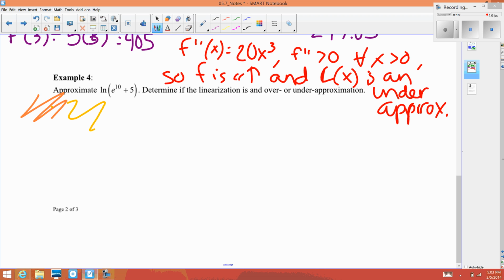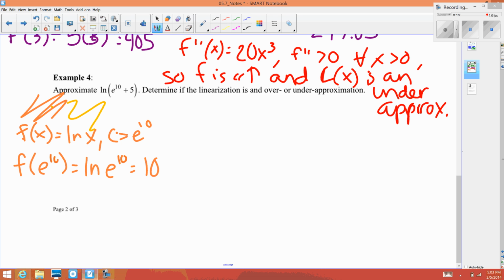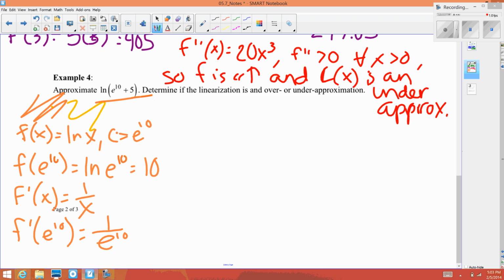So what's our function here? Our function this time is ln of x. We're going to be centered at e to the 10. So f of e to the 10, ln of e to the 10, is simply 10, right? F prime of x is 1 over x. F prime of e to the 10 will give us 1 over e to the 10. So even though this looks scary because it's an ln function, it hasn't been bad so far.